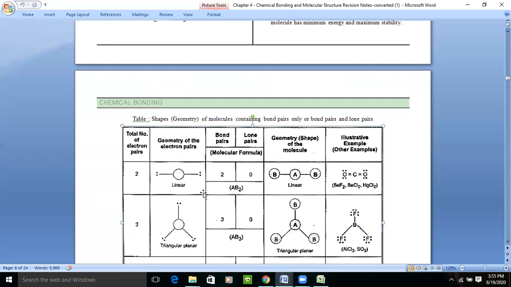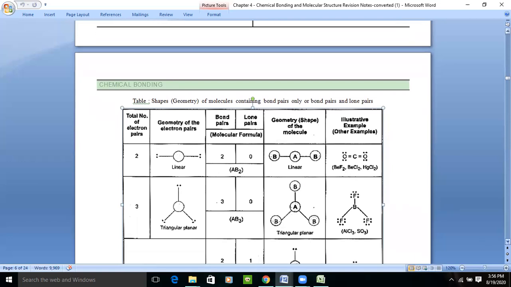If we talk about linear symmetry, the number of electron pairs is two, and both are bond pairs. The atoms experience a repulsive force with each other, so they attain a position around the central atom where they feel minimum repulsion and maximum stability. That is why a 180-degree angle is found in linear molecules. This can be found in BeF2, BeCl2, and similar molecules.